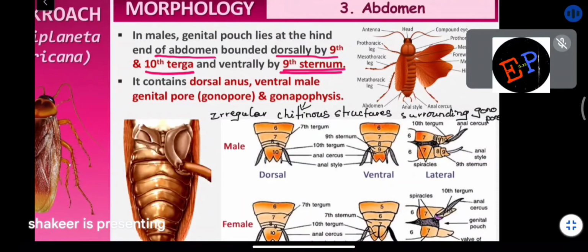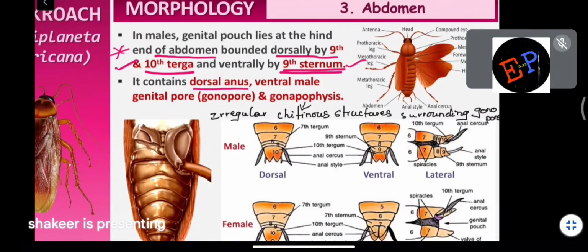Clear? So here what are the different segments? It is made up of the 9th and 10th terga and the 9th sternum. This is a very important bit which you should remember. Similarly this genital pouch also contains a dorsal anus. So anus is present on which side? The anus is responsible for excretion. So the anus is present on the dorsal side, on the back side.